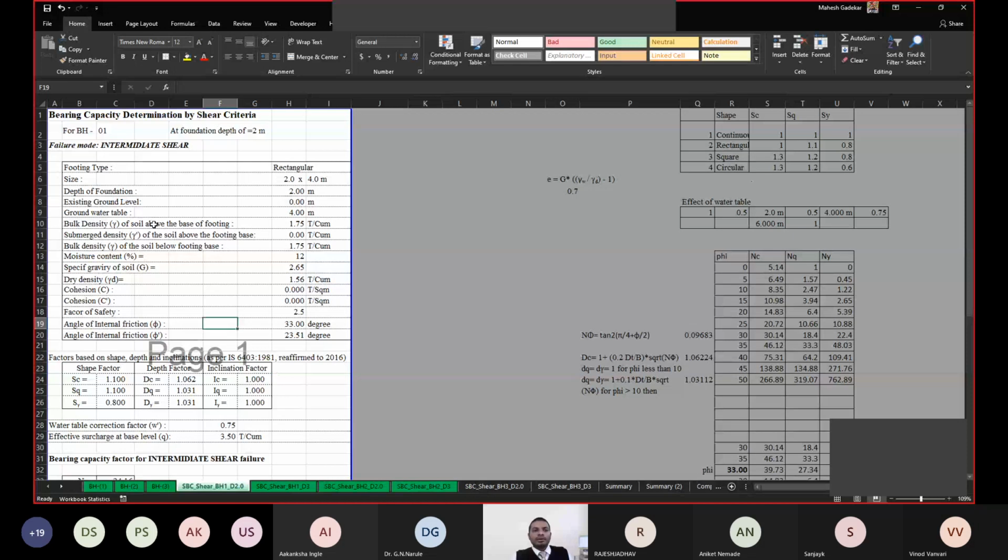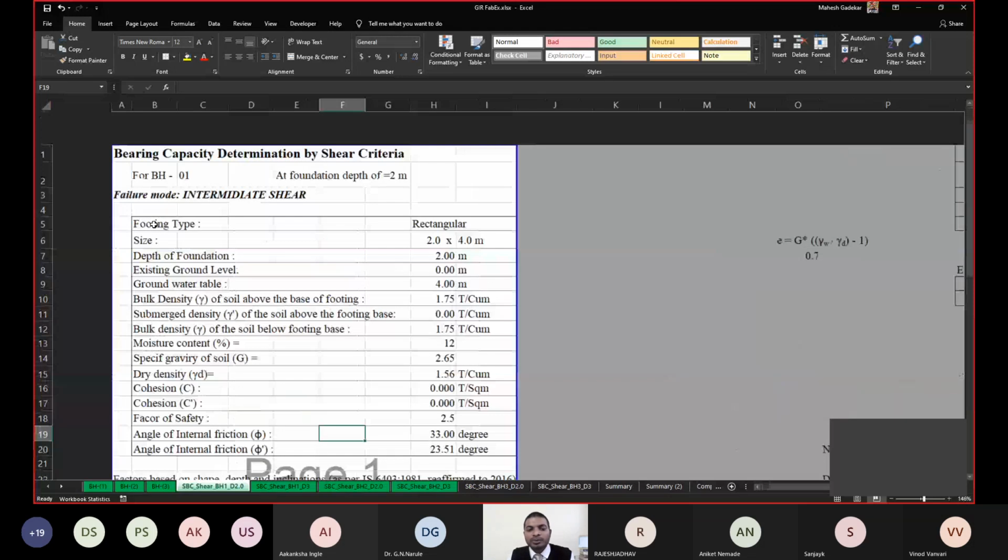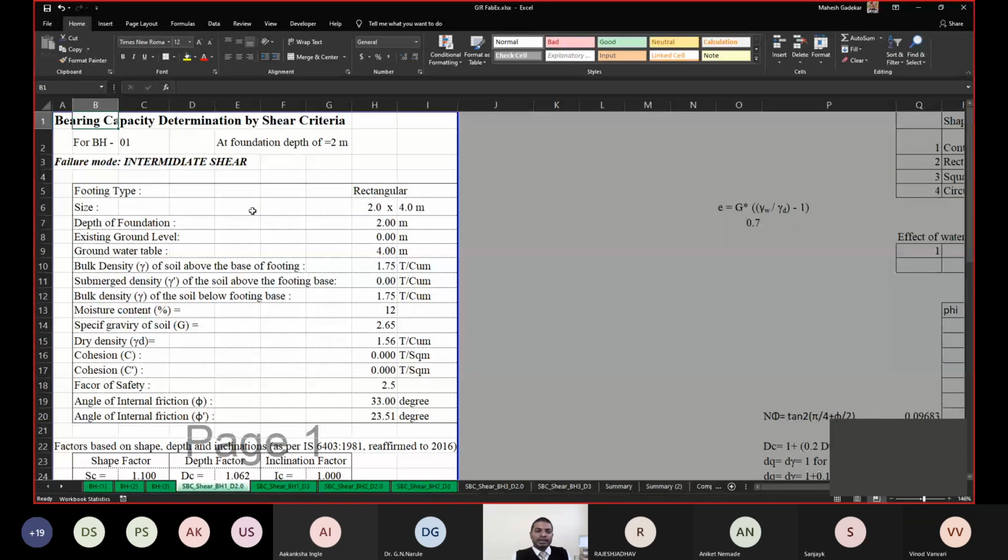This is from the laboratory test. Bearing capacity by the shear criteria. It is again given in your IS 6403 code. So we are typically specifying the given data, the required data for this. Failure mode is taken from the code, that is which value should be adopted, which failure mode for that type of soil, depending on our characteristics.